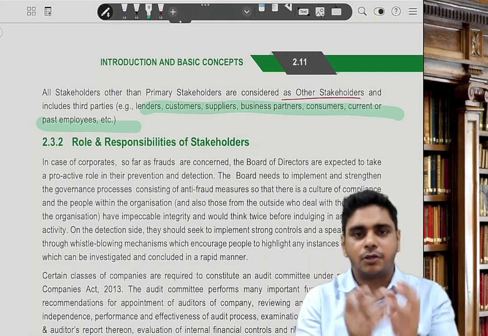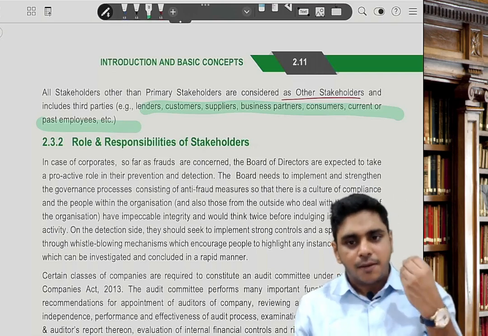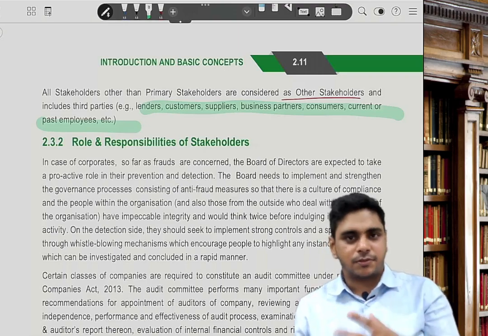Other stakeholders are basically the people who are related to the entity. It could be government, customers, suppliers, past employees, current employees, past customers. Okay, all those people.